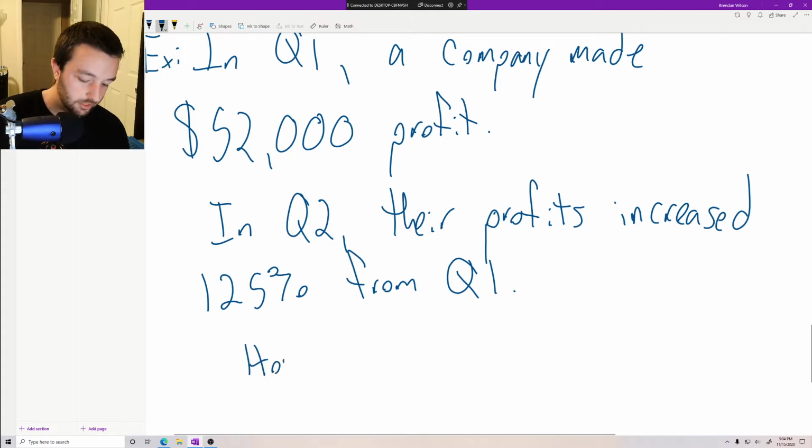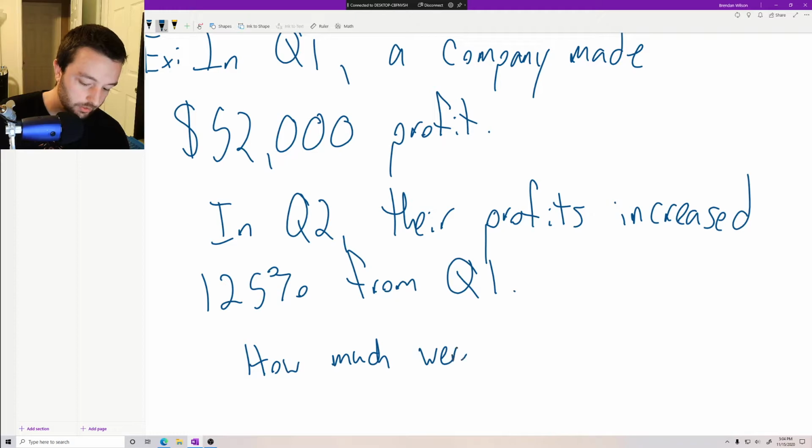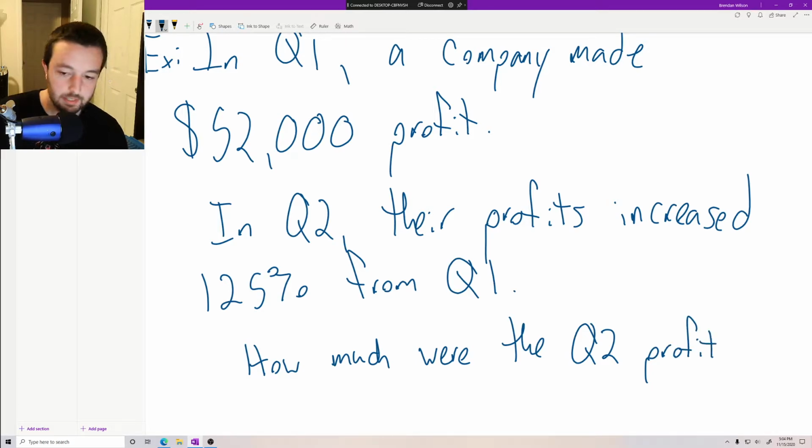And then how much were the Q2 profits? Okay. Because this is often how profits of businesses are reported for public companies. If you really dig deep, you can probably find the actual amounts, but oftentimes the headlines will just say, oh, the profits are up this much money, right?